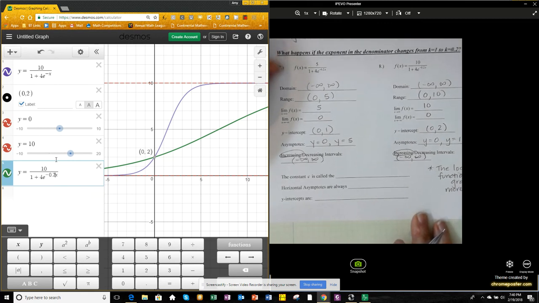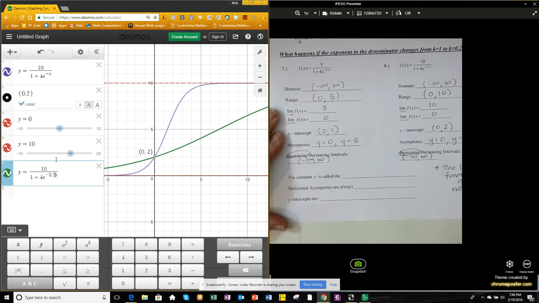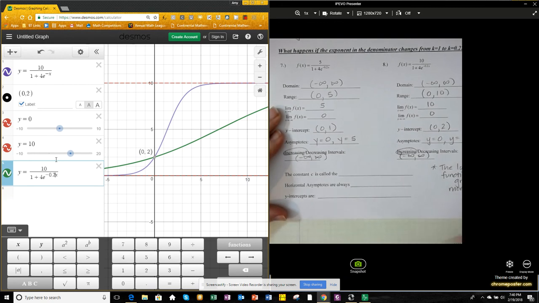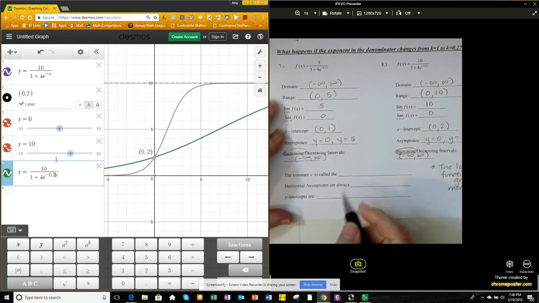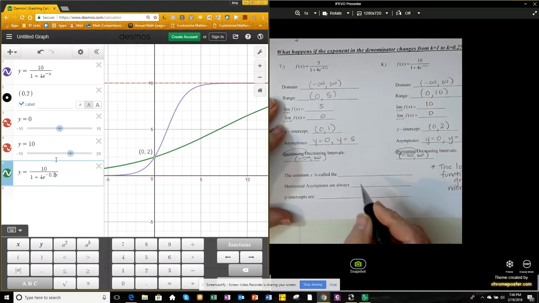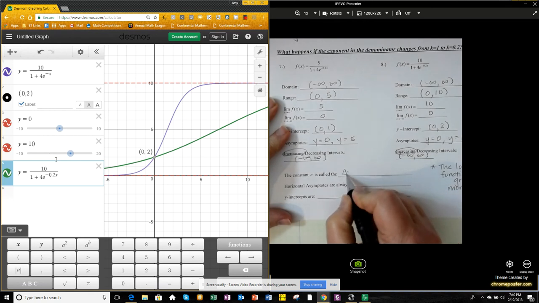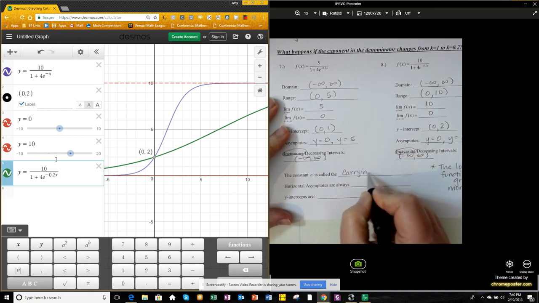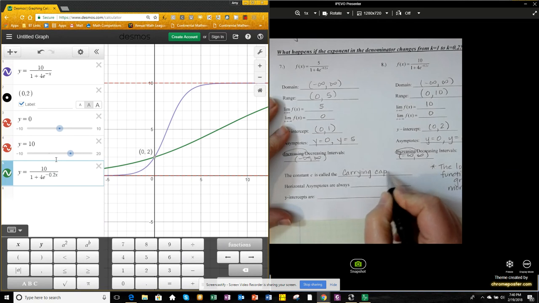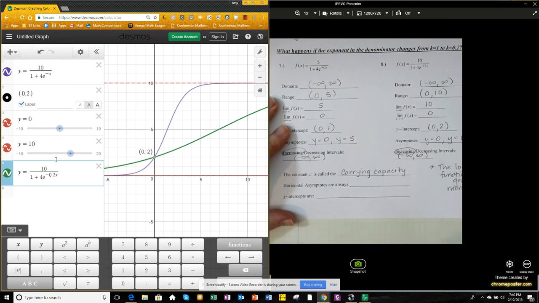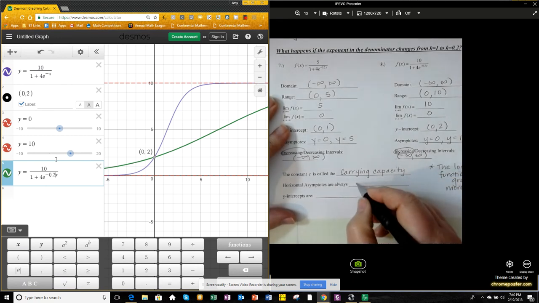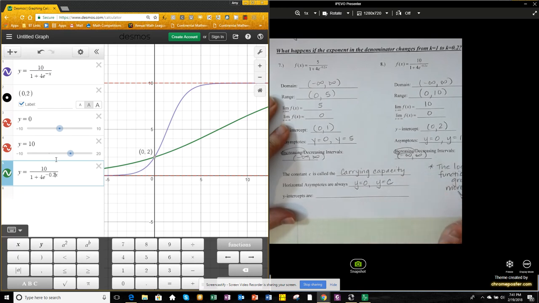All right, so what happens is that we have a name for this constant, the c that's on top of the numerator. We call this the carrying capacity. And it makes sense that it would be the carrying capacity because it's how much of the population can be carried by the amount of resources it has. So C is the carrying capacity. The horizontal asymptotes are always y equals 0 and y equals C.